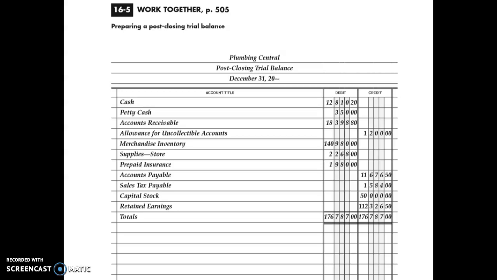So that's going to be something like we did in chapter 3. We've been talking about some of this. But your asset accounts are the ones that are debits on here. Every single debit that's listed on here is an asset. That allowance for uncollectible accounts is a contra account to accounts receivable. And then your accounts payable, sales tax payable, and then your capital stock and retained earnings, those are all credits.